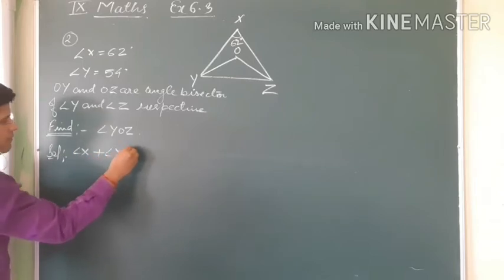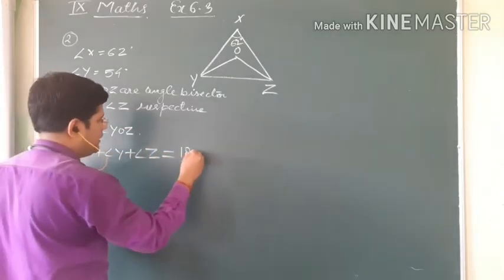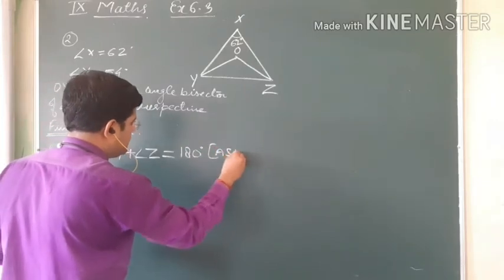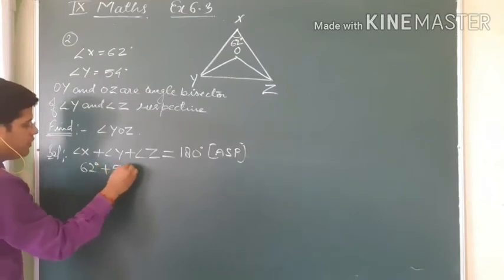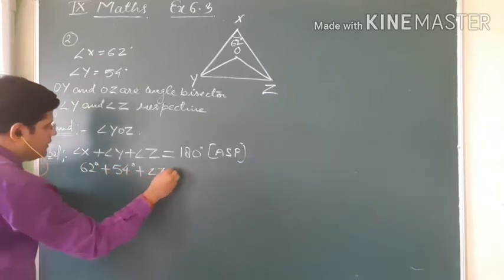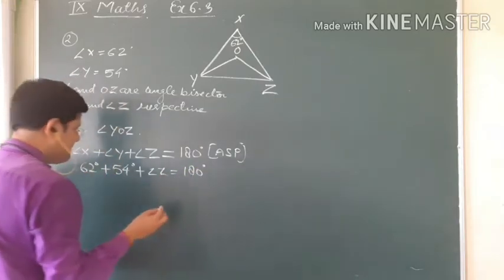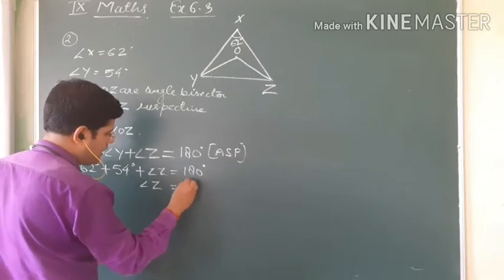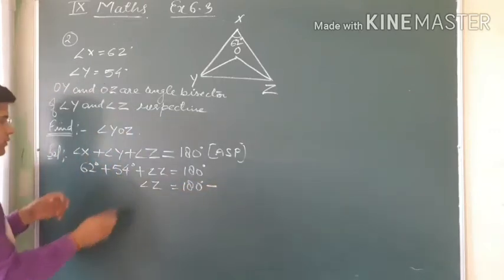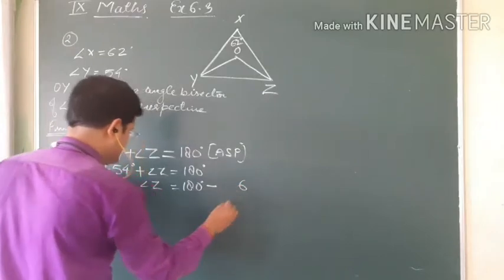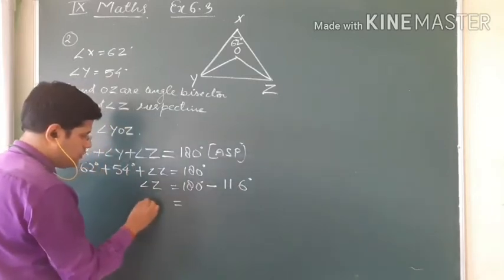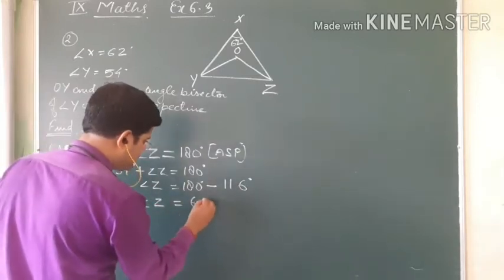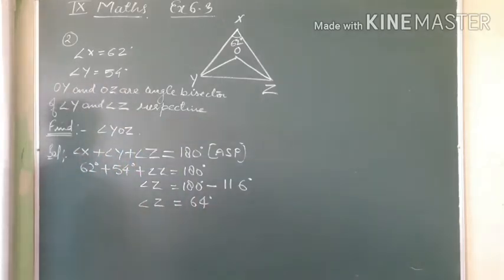Okay students, so here first of all, angle X plus angle Y plus angle Z is equal to 180, by the angle sum property. One of them is 62, second of them is 54. We have to find angle Z. Angle Z is equal to 180 minus 116, these two together make 116. So what remains? 64 degrees remain. Okay students, this one is 64 degrees.